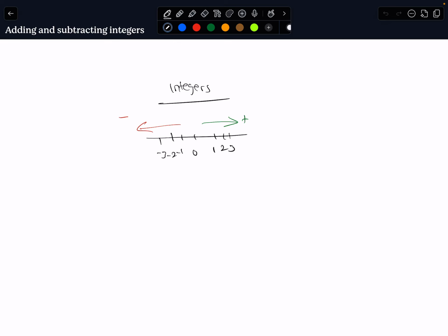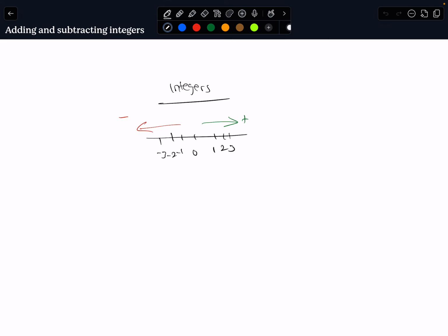So for those who have just come in and watched this video first, we learned in our previous video that integers are numbers that fall within a number line, where the right side of the zero is positive, and on the left side of the zero, it's negative. So when we're adding and subtracting integers, we're going to be faced with both negative and positive.